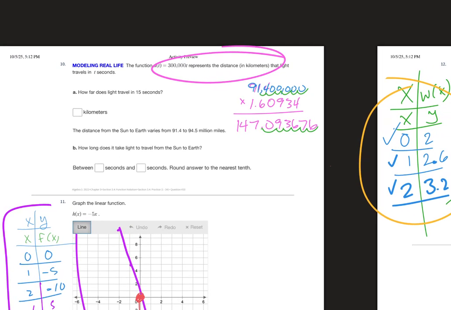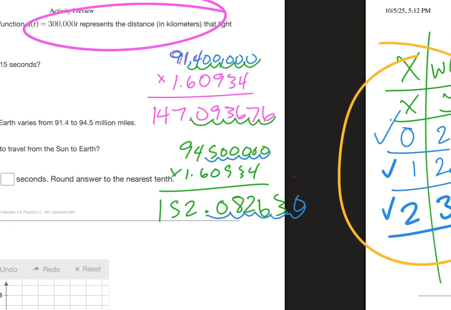So now let's convert it for the other end. 94.5 times 1.60934, and here's what we get. 152.08263. Like I said, that is 1, 2, 3, 4, 5, 6. 1, 2, 3, 4, 5. Oh, is that right? Let me count that one more time. Yeah, that's right.